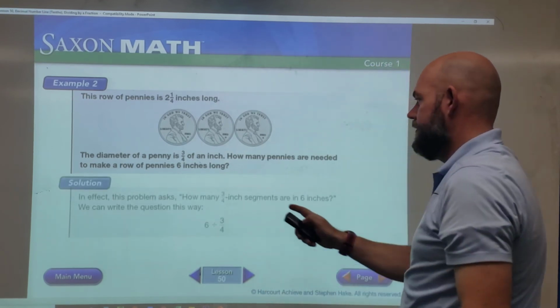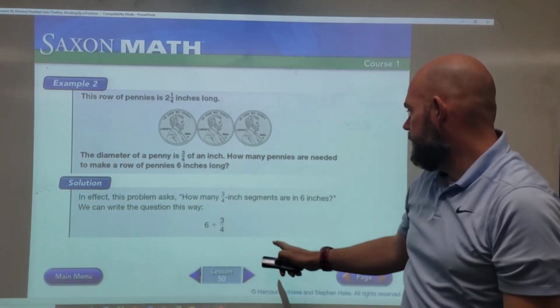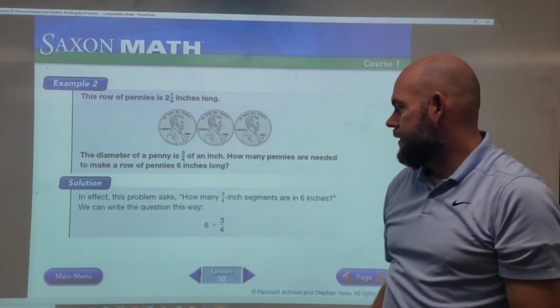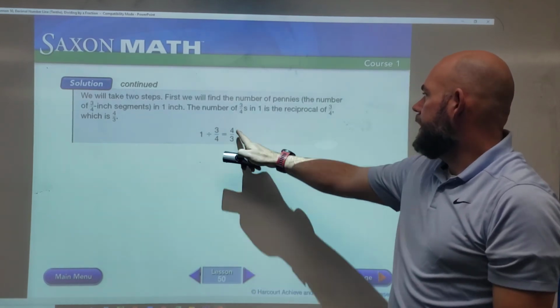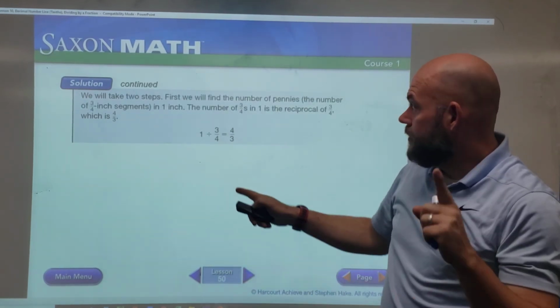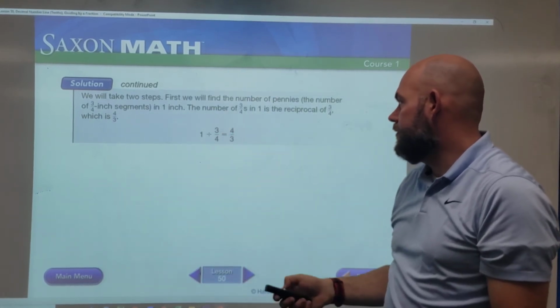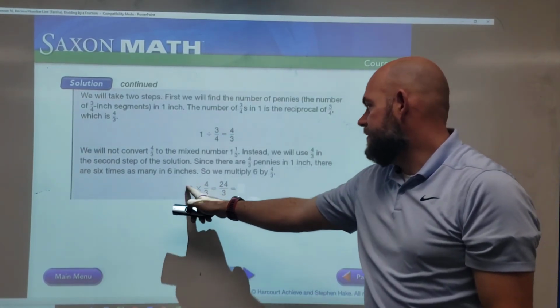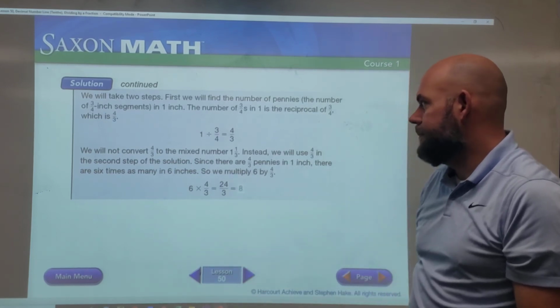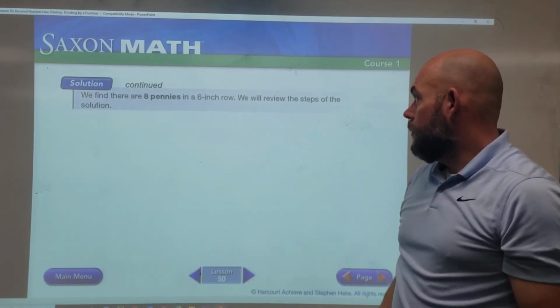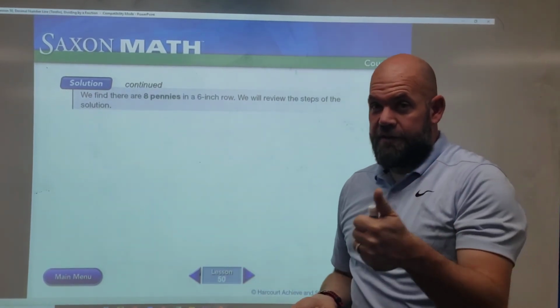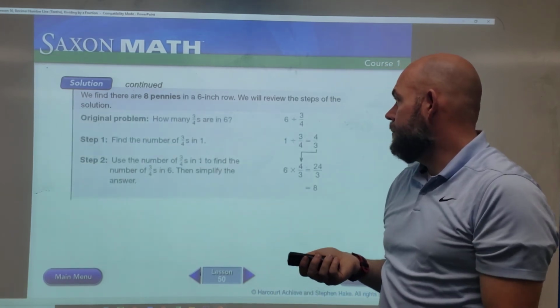All right, so let's see how they say it. How many 3/4 segments are in 6 inches? They're going to write it like that. Then they're going to give the reciprocal in, remember step 1 they showed before, how many would be in 1? That's just the reciprocal, which is 4/3. 4/3 times 6 is 24/3 or 8. So we find that there's 8 pennies. Don't forget to mark that it's pennies. We want to label our work.